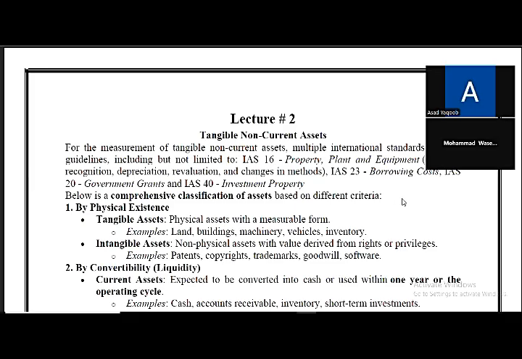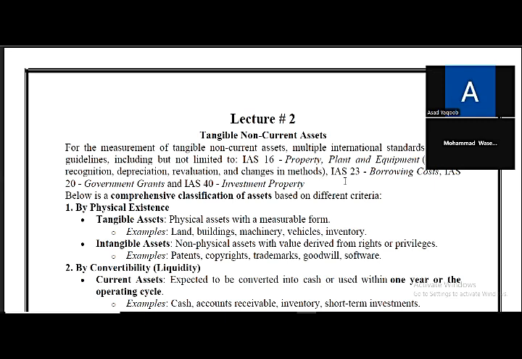Okay. So last lecture, we started the tangible non-current assets, the standards which are related to tangible non-current assets. I'll be quickly reviewing this because we'll not have time to revise. The major international accounting standards which cover tangible non-current assets are basically IAS 16, which is related to property, plant, and equipment, a major chunk of all the financial statements, which covers recognition, depreciation, revaluation, and changes in the methods.